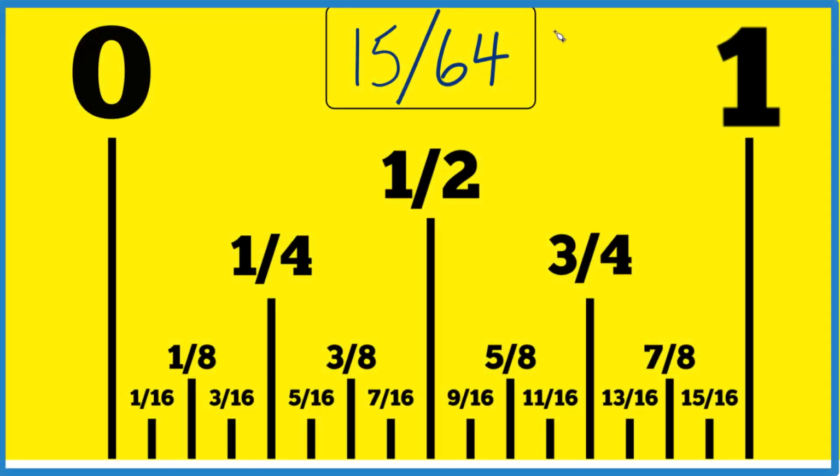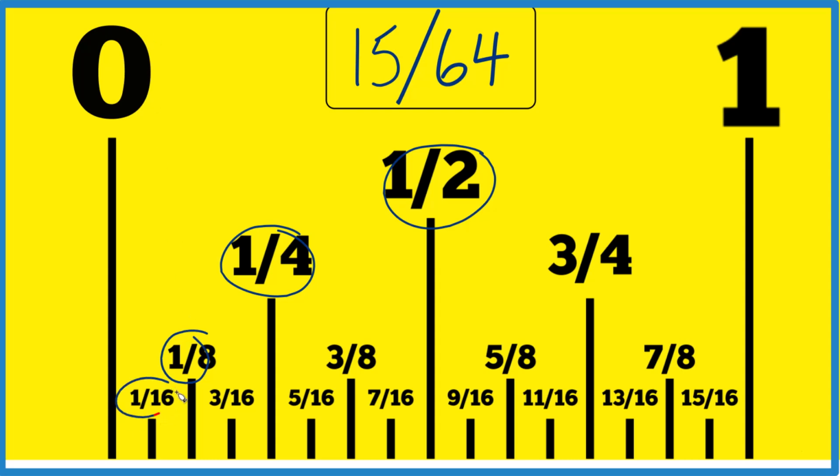Here's how you find 15/64ths on a ruler or a tape measure. So we have our 1 inch here. This is our 1 inch right here. And if we cut that right in half, there's a half. If you cut that in half, there's a fourth. Cut that in half, an eighth.